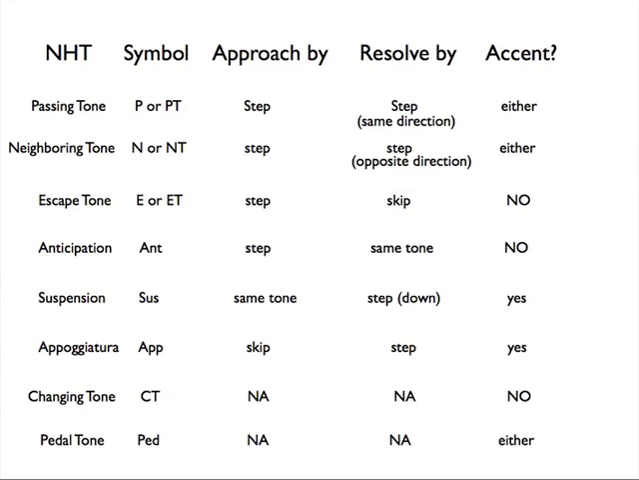Here are the 8 non-harmonic tones: passing tones, neighboring tones, escape tones, anticipation, suspension, appoggiatura, changing tones, and pedal tones. And this list shows the abbreviation. This is what you would put when you analyze the music to identify a passing tone or an anticipation or a changing tone. You would use this abbreviation.